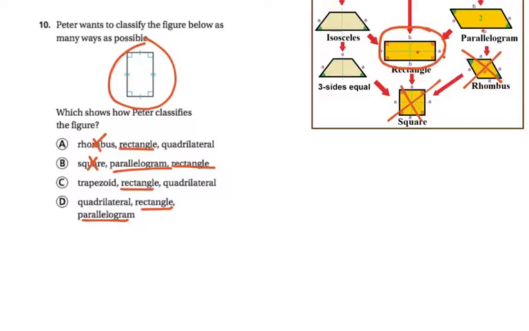Now, I'm looking at this image and it has 1, 2, 3, 4 sides, which means it's a quadrilateral. Oh, look. Answer choice D fulfilled everything. Now, a trapezoid has one set of parallel sides, but this has these sets that are parallel and these sets that are parallel, so it is not a trapezoid. So therefore, answer choice D is the best.